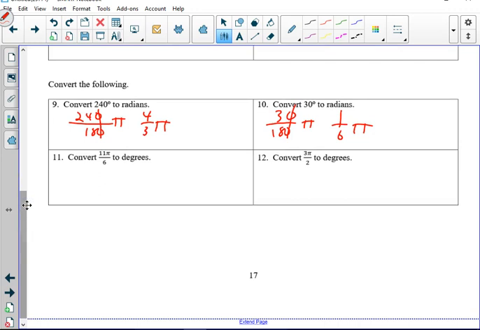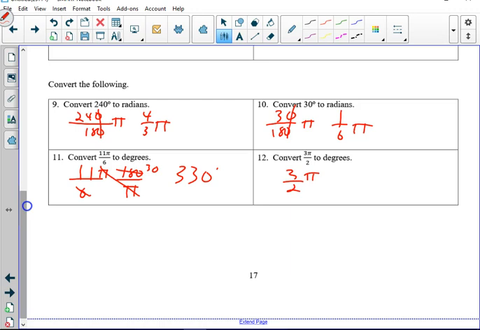Now, to degrees, we're trying to get rid of the pi. So pi is going to go down here, and 180 is going to go on top. That way our pi's cancel. Now you can just type this in your calculator, 11 times 180 divided by 6, or just know that 6 goes into 180 30 times, and 30 times 11 is 330 degrees.